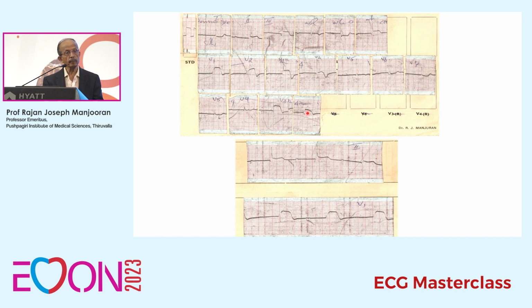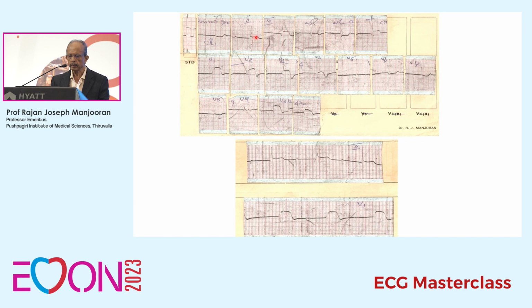In anterior myocardial infarction, ST elevation will go on increasing from V1 to V2 to V3 to V4. It will progressively increase, while in RV infarction, it will decrease from V1 to V2 to V3 to V4. So if the ST elevation is decreasing from V1 to V4, it is an RV infarction, and if it is increasing from V1 to V4, it is an anterior wall myocardial infarction.